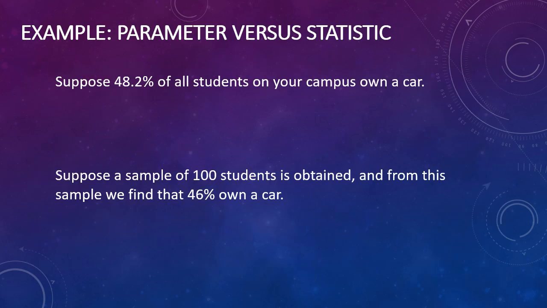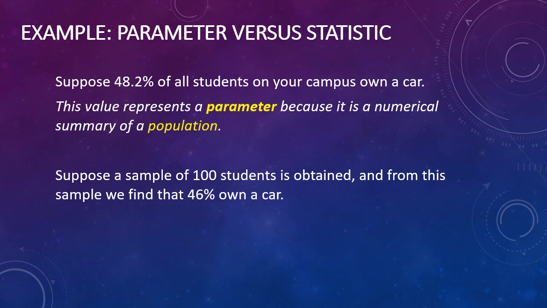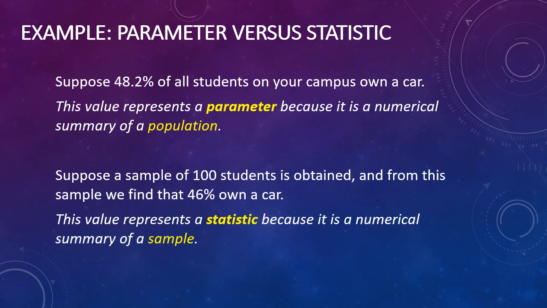From your text is example 2, parameter versus statistic. Suppose 48.2% of all students on your campus own a car. Is that a statistic or a parameter? Suppose a sample of 100 students is obtained, and from this sample we find that 46% own a car. Is that a statistic or a parameter? Well, remember, a parameter is based on the entire population, where the statistic is based on a sample. So the first example is a parameter because it's a numerical summary of a population, where the second number represents a statistic because it is a numerical summary of a sample.